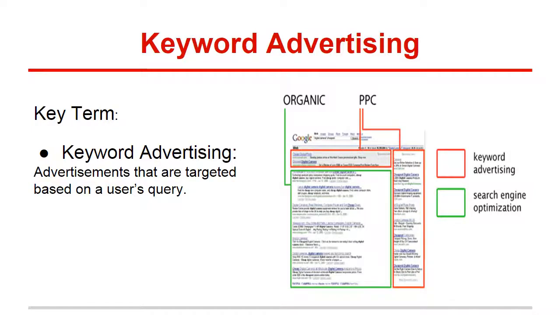This brings us to our next topic of keyword advertising, which are advertisements that are targeted based on a user's query. These ads run just above or sometimes alongside your search query, as the example here shows. Advertisers bid on keywords and phrases that they want used to trigger display of their ad.